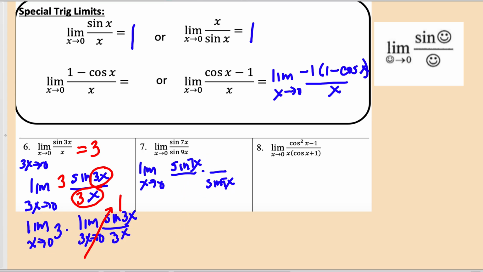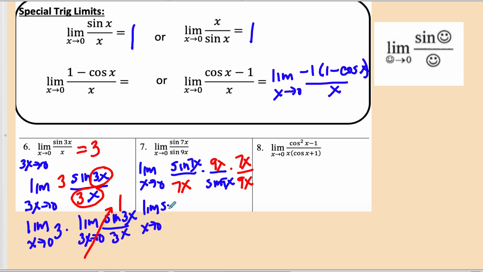I do want this angle to match in the denominator, so I'm going to write a 7x in the denominator. But if I do it to the denominator, I must do it to the numerator, so that's like multiplying by 1. I'd like a 9x in the numerator. Remember, I want this idea, and so if I put a 9x in the numerator, I must put a 9x in the denominator. Okay, I have a product, so I'm going to separate it into 3 limits.